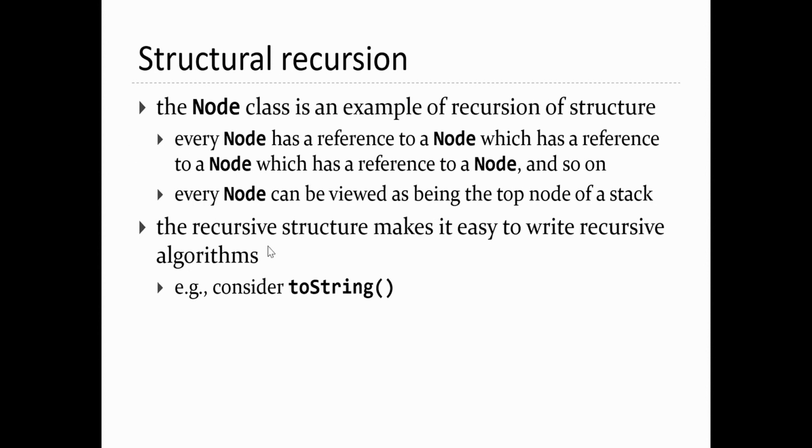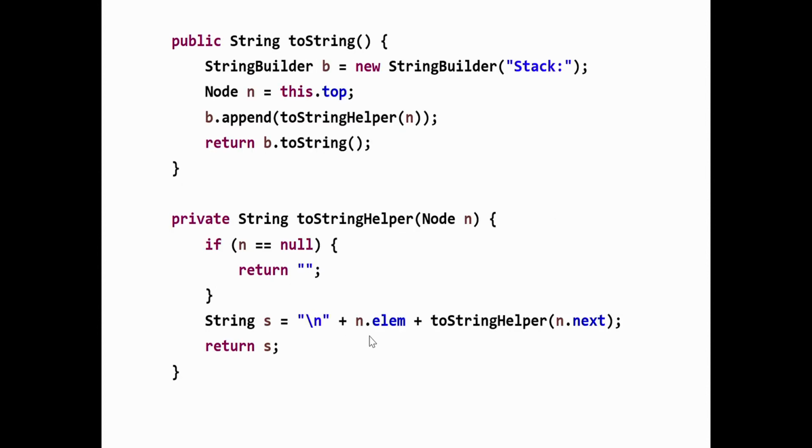Now if you stop and think about that for a minute, you'll quickly realize that the fact that each node is recursive in structure means that you can easily write a recursive algorithm. And so I can write toString recursively instead of iteratively.